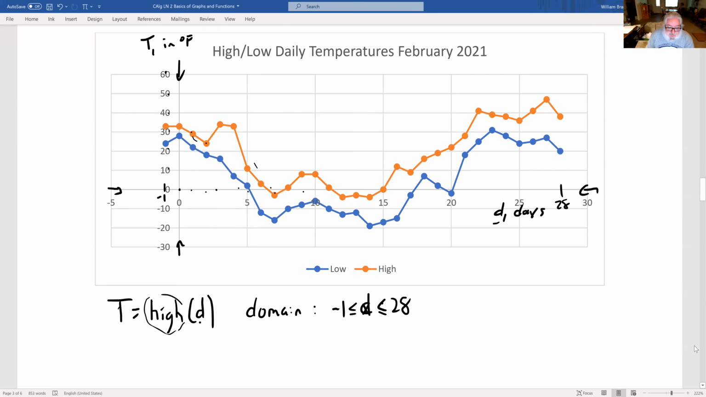So the domain is -1 is less than or equal to d is less than or equal to 28. Take any day, any time between -1 and 28. And know that this is actually the 0th day of February, for example, that would be January 31st. We have something called interval notation for spreads of days written like this. We would write it like that. The square bracket means that we're including the endpoint -1 that corresponds to the less than or equal.